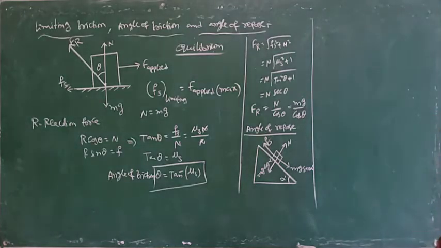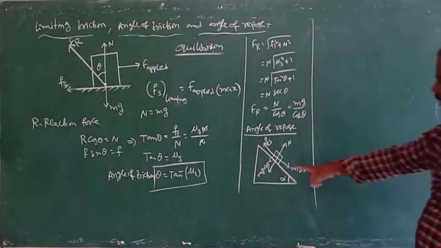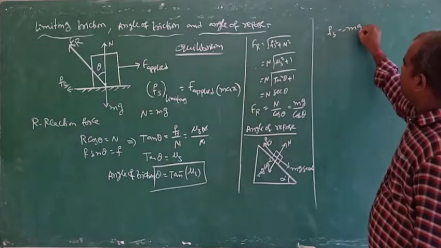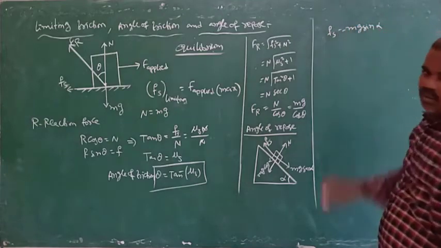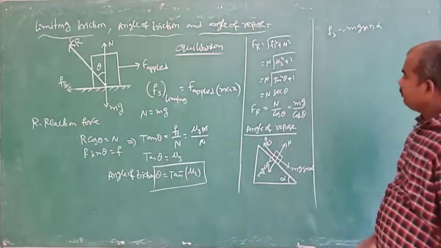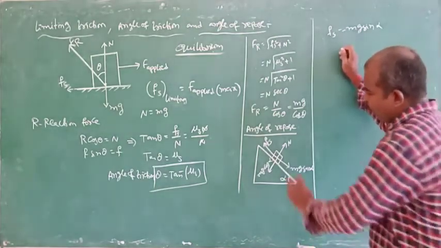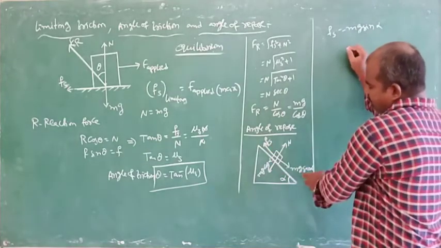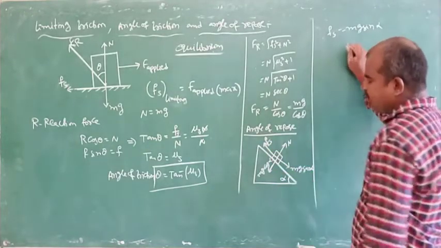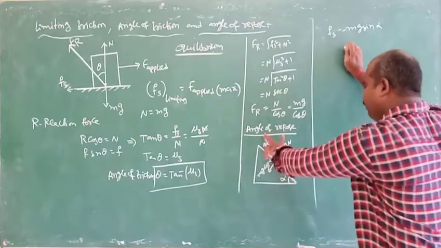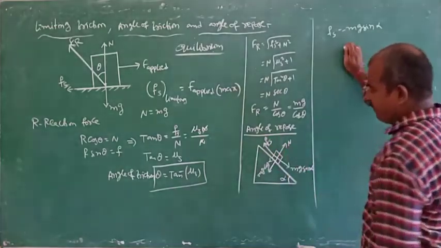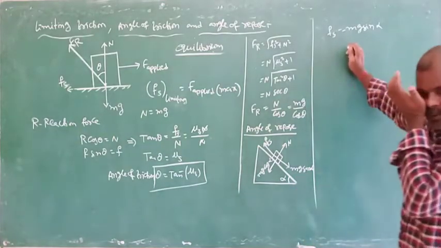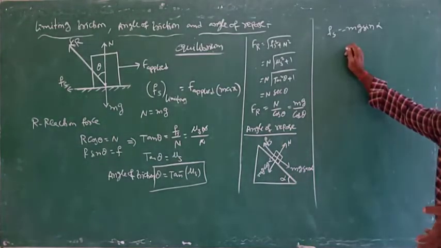Here Fs is equal to what? Fs is equal to mg sin alpha, and N is equal to mg cos alpha. Here the object is at rest. Sorry, angle of repose means the object is at rest. The corresponding angle of inclination we call the angle of repose.